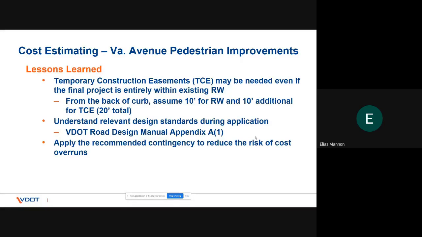And then finally, the more contingency that you can apply up front, the lower the risk of incurring a project overrun on the back end of a project. The VDOT guidance of 40% for the construction phase contingency may seem like a big number, but that's insurance against having to make up a budget deficit on the back end of a project.